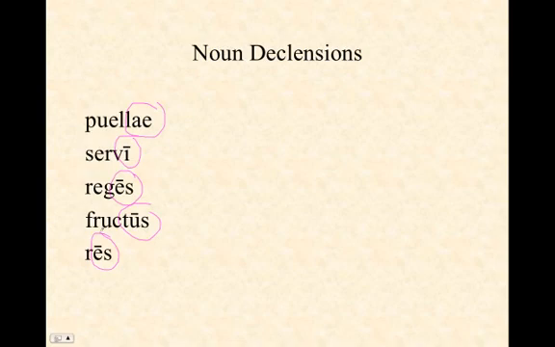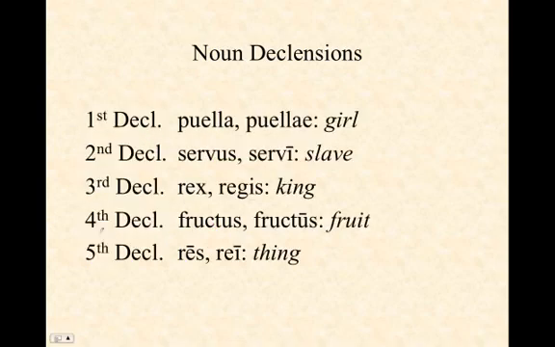And the reason all these endings are different is that Latin has 5 distinct, what we call declensions of the noun. Now, these nouns mean what they mean. Puella means girl, servus means slave, and so on. The fact that they are different declensions just means that they have different systems of endings that tell you what these nouns are doing in the sentence.